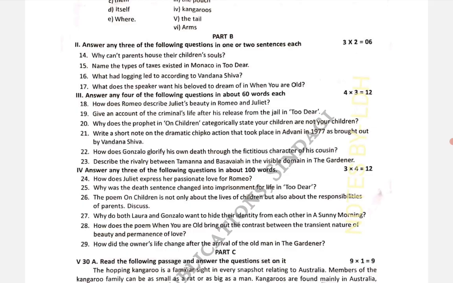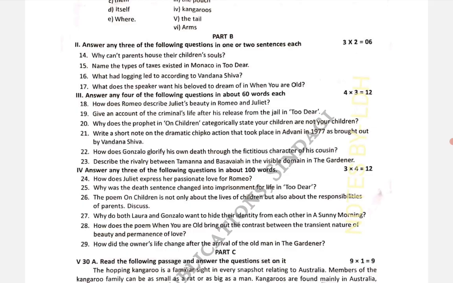Okay, so here you have to answer 3 questions. You will have 6 questions. Out of that you have to write 4, sorry, I mentioned 3, sorry. So 4 questions out of 6 questions. Here you can see, how does Romeo describe Juliet's beauty in Romeo and Juliet? This is the first question. Romeo is excited to see Juliet on the dance floor among the crows. She is like a snowy dove. So Romeo describes the beauty of Juliet, with whom he had love at first sight. So you have to answer this question.